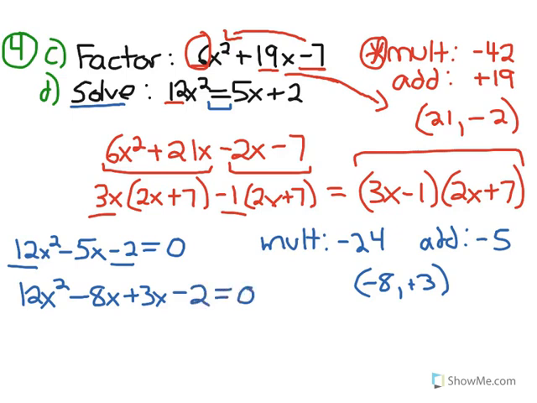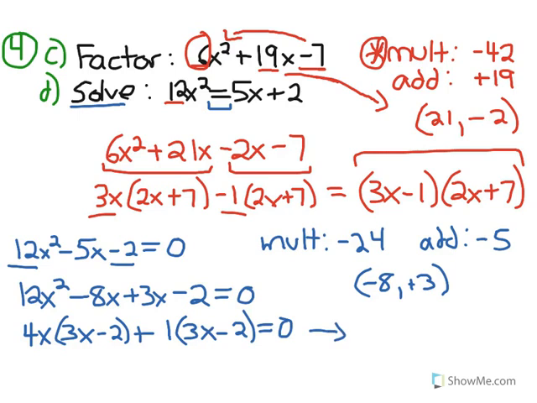Equals 0. Now I just look for my common factors. 12x squared and negative 8x, I can take a 4x out of each. I'm left with 3x minus 2. Plus, there's nothing to take out of 3x plus 1, so we'll just leave it as a 1 out front, with 3x minus 2 out of there. And you take your final step, and you take your coefficients again, so 4x plus 1 and our 3x minus 2.